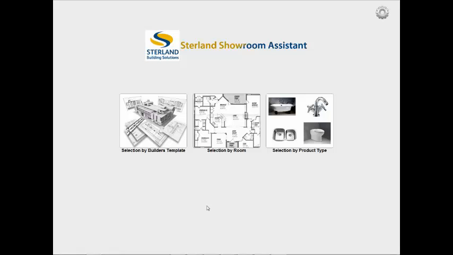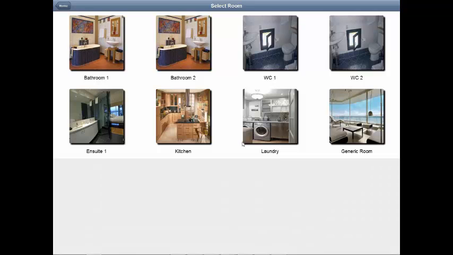Let's have a look at the ways the application can be used. Firstly, from the main page you can choose whether to browse and select products by product type, select a room to contain the products, or use a predefined builder's template for making your product selections. Let's take a look through the select by room option. This would generally be used if the customer wished to summarise their product selections by room.